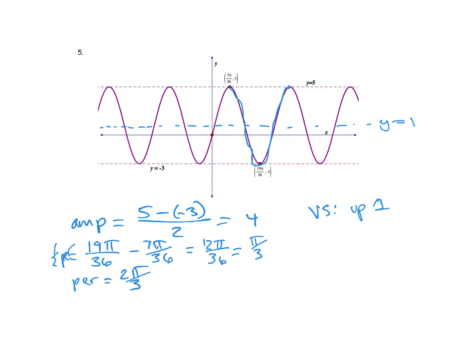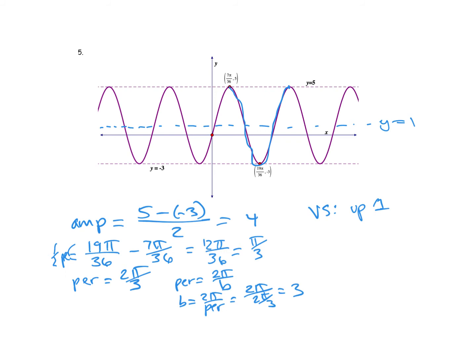And now, remember when we had an equation and were graphing it, to find the period we would do the period equals 2 pi over b. But now, since we're trying to find the equation, we want to find what that b value is. What's that coefficient of x? If I solve for b here, it's going to be 2 pi over the period. So I can use the period I just found to find the b value. 2 pi divided by 2 pi over 3 is going to be 3.